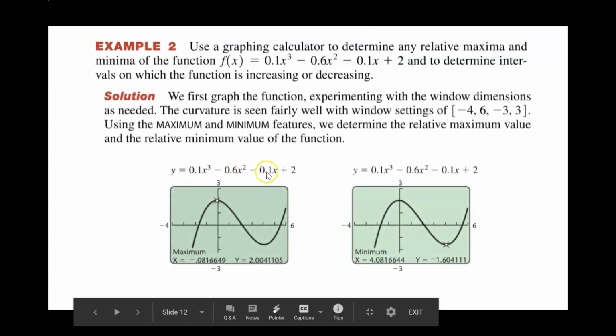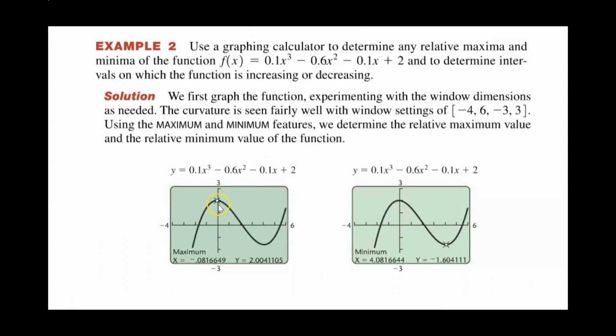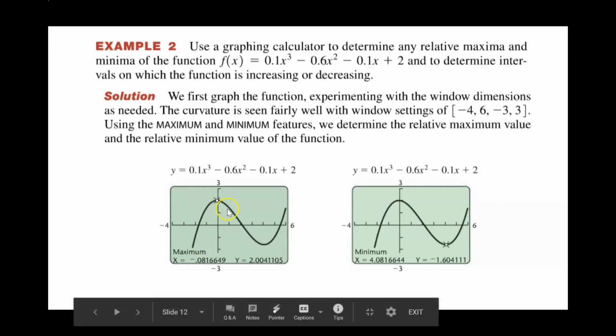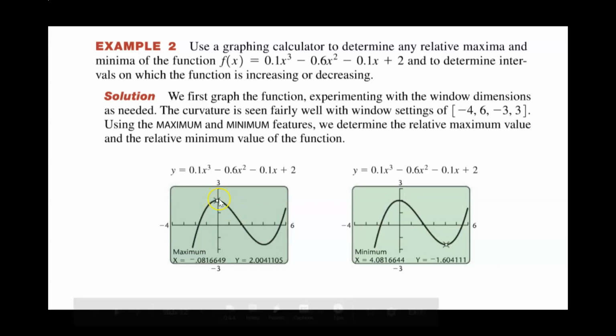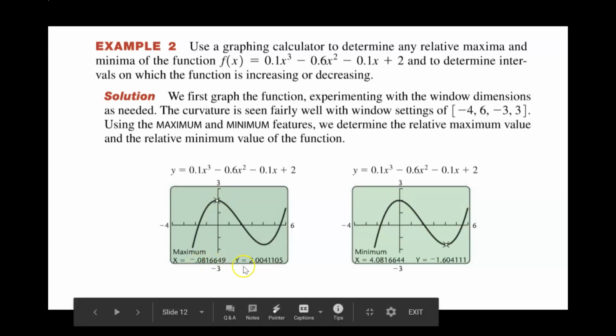So this is where we put it into y equals. Here we see the max. So we're going to hit second, then trace, and then go down to number 4 where it says maximum. Go to the left side, left bound. Go to the right bound, and when it says guess, you can just hit enter again, and it goes straight up there in the middle. So this will be the maximum.